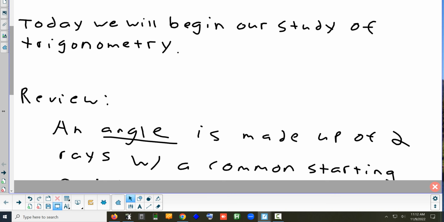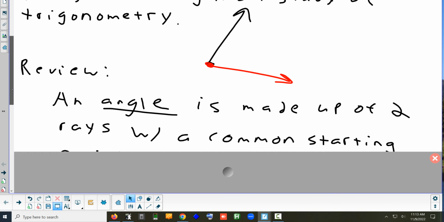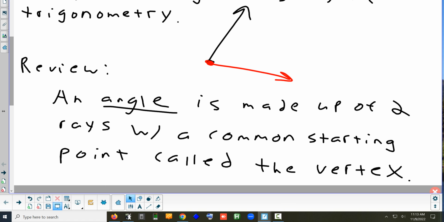So an angle is made up of two rays. So you have a starting point. That's a ray. There's another ray. And if you take those two rays and put them together with a common starting point, now you've created an angle. The point that's common to both rays, we call that the vertex. So if you're going to draw an angle all by itself, generally you draw it as two rays.